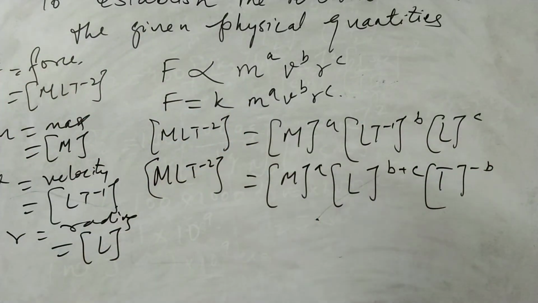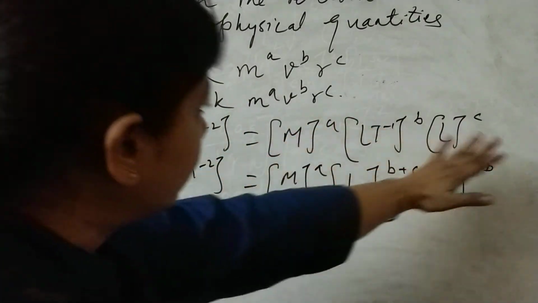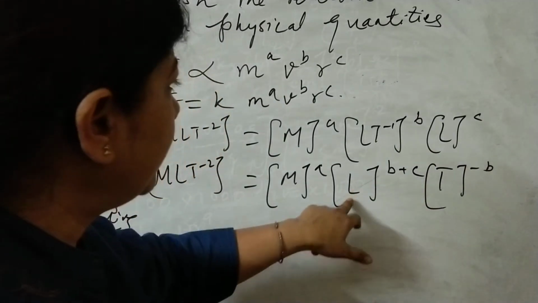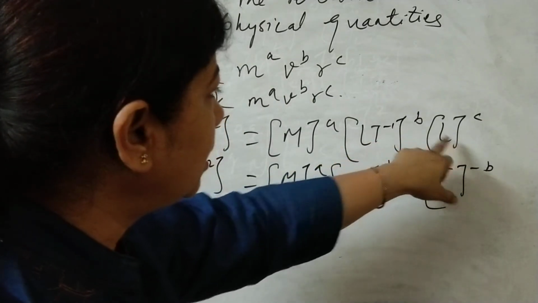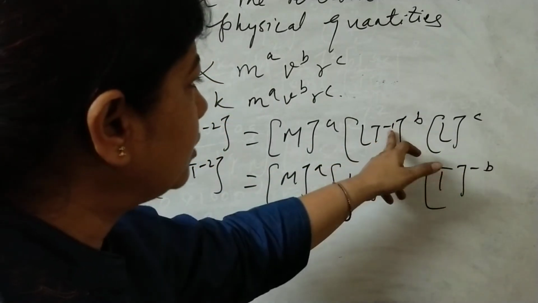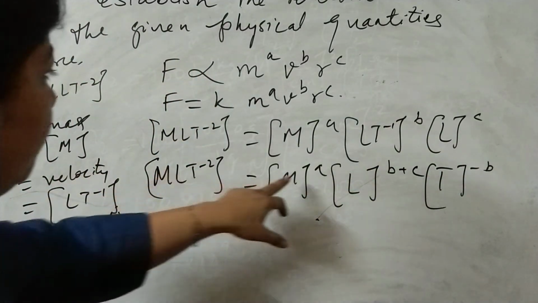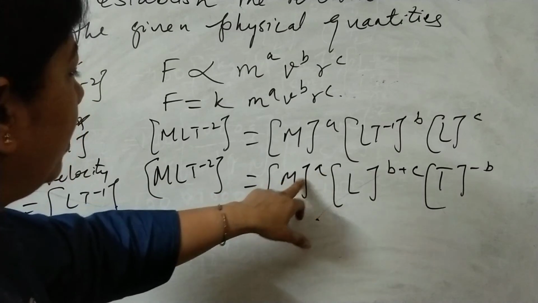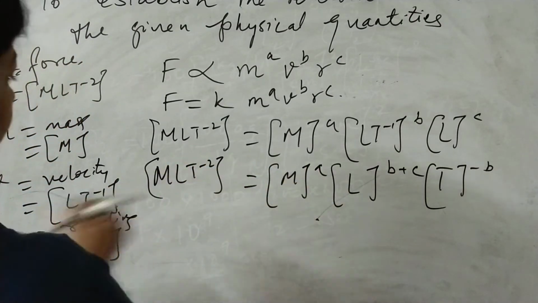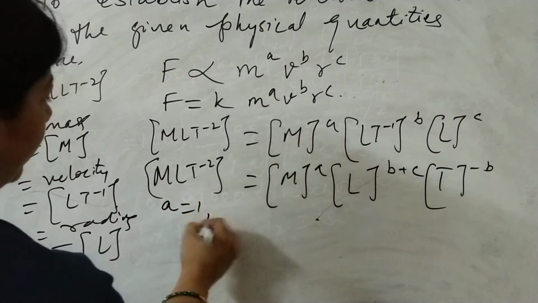Fine. So M appears only as M to the power a, nowhere else. But L has b and also c, so it is b plus c, and T is minus b. Now equating the coefficients of the powers, here M is a and on the left it is 1. So it simply gives a is equal to 1.